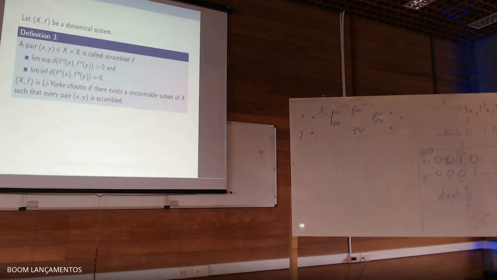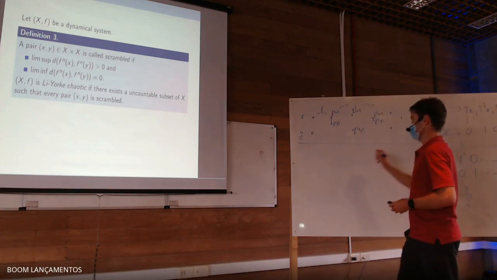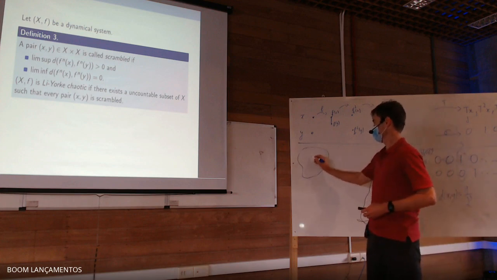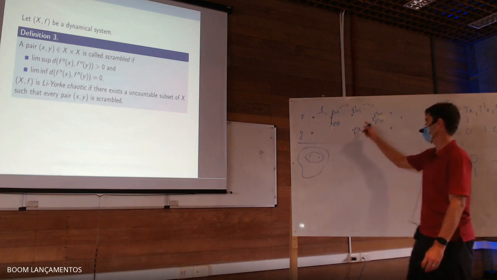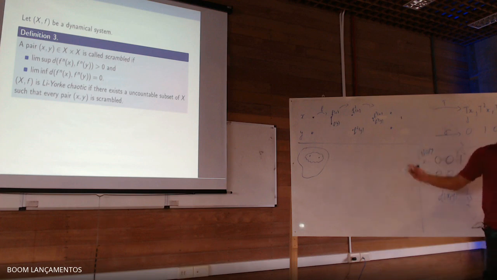Thanks. So we say that the system is chaotic not if it just has one pair that is scrambled, but if you can find an uncountable subset where every two points that you pick on that subset are scrambled. That's when the system is Li-Yorke chaotic, which is the first definition of chaos that showed up. So you have your dynamical system X, and you have to find an uncountable subset, and you pick any two points here, and the behavior has to be something like this.